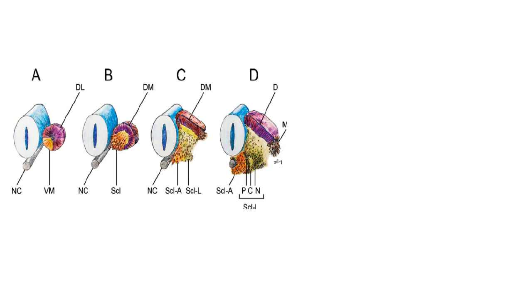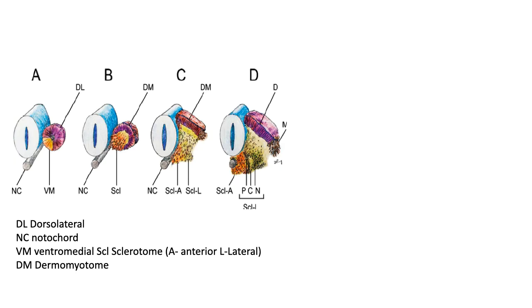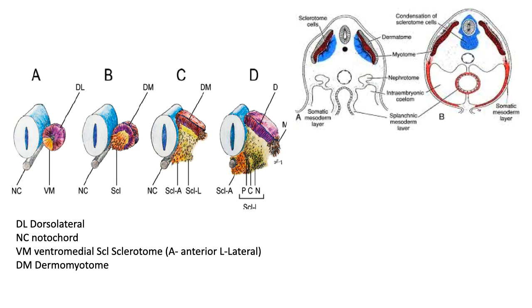Don't forget the DM is our demimyotome, but in diagram D you can gradually see it separating into two. You can see the lateral portions of it giving rise to the myotome, while the dorsal aspect of it gives rise to the dermis. So this is just the nomenclature of the diagram you see.